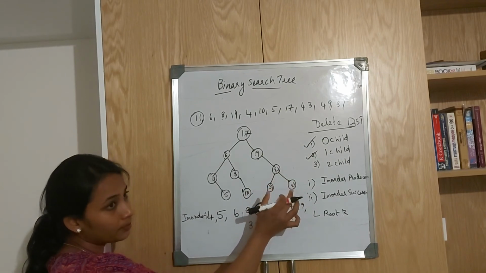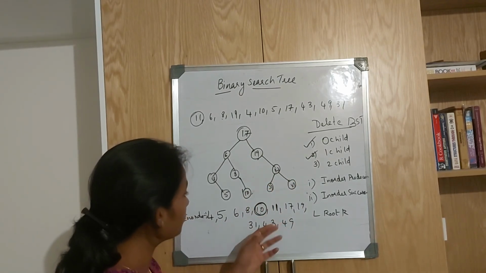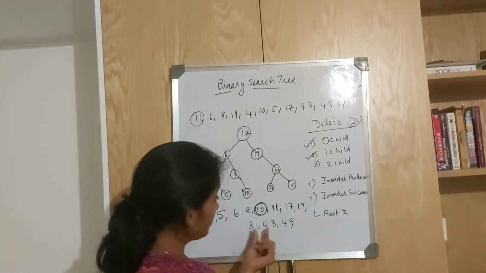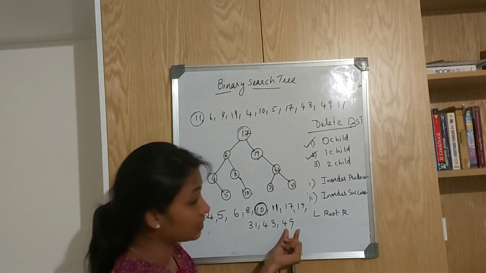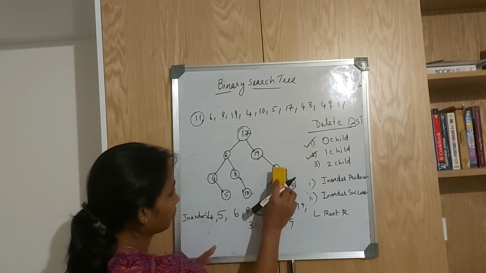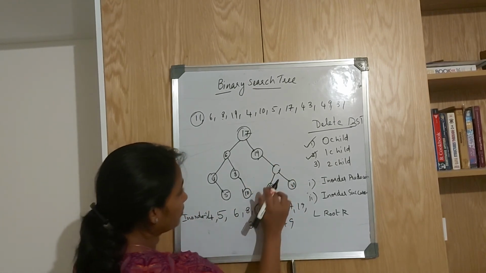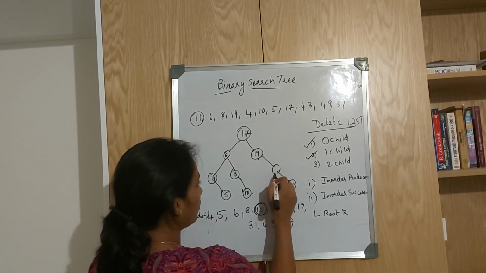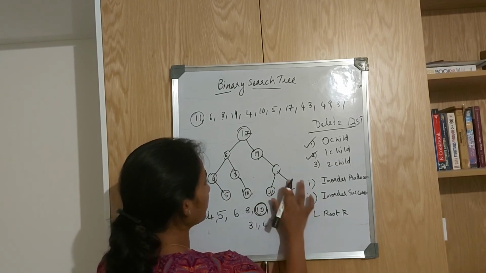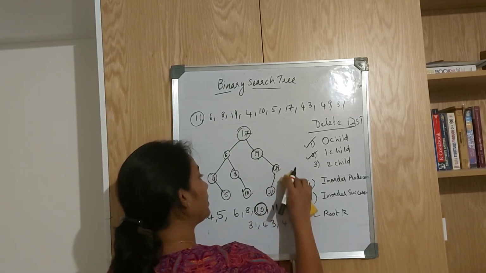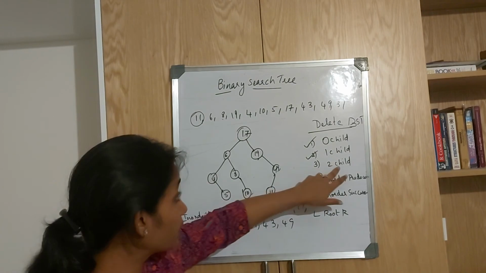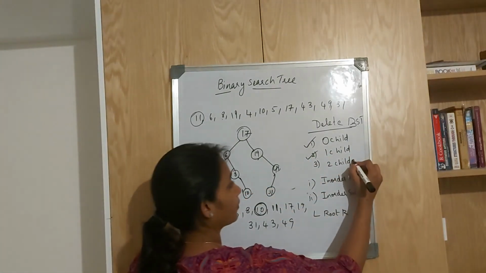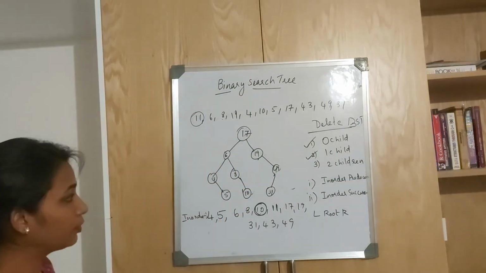it has 2 children, right? So either you have to go for 43's in order predecessor or replace it with the successor. So now if you want to delete this 43, either put 31 up or you can take 49 up. This is the rule for deleting a node which has 2 children. I hope you got it.